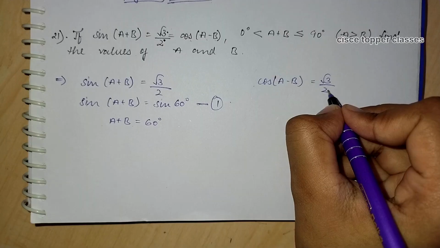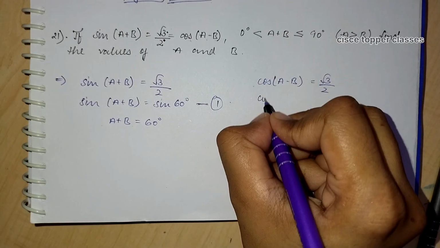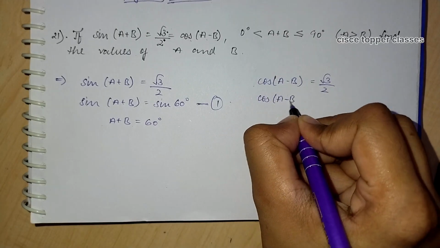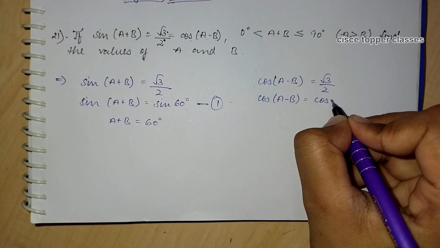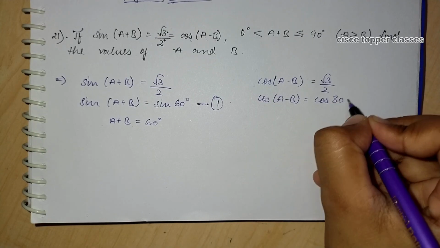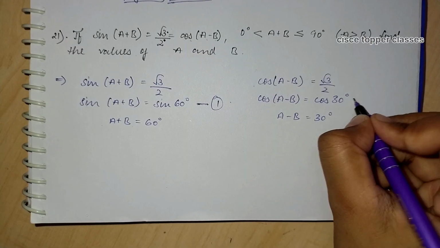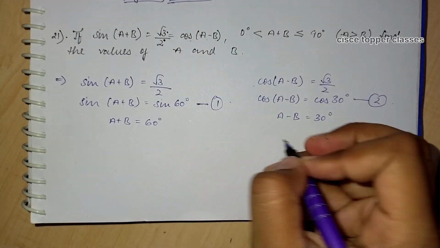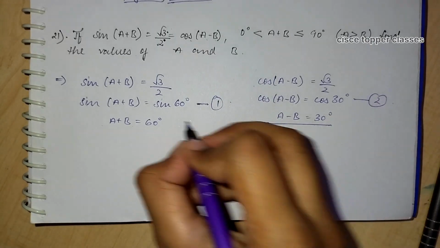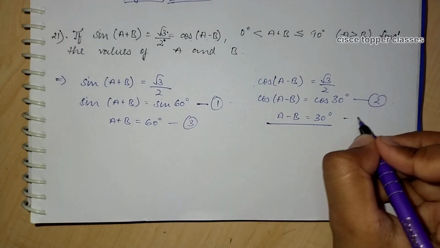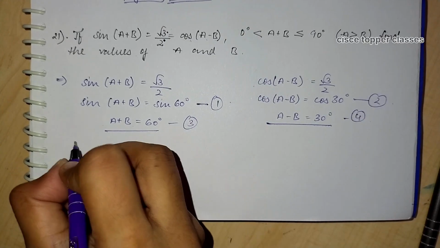So again, root 3 by 2 we can write in the form of cos. So this will be cos(a minus b) equal to cos 30 degrees. From here we can write a minus b equal to 30 degrees. Let this be the second equation, and let these be the third and fourth equations. Now we will solve these equations.